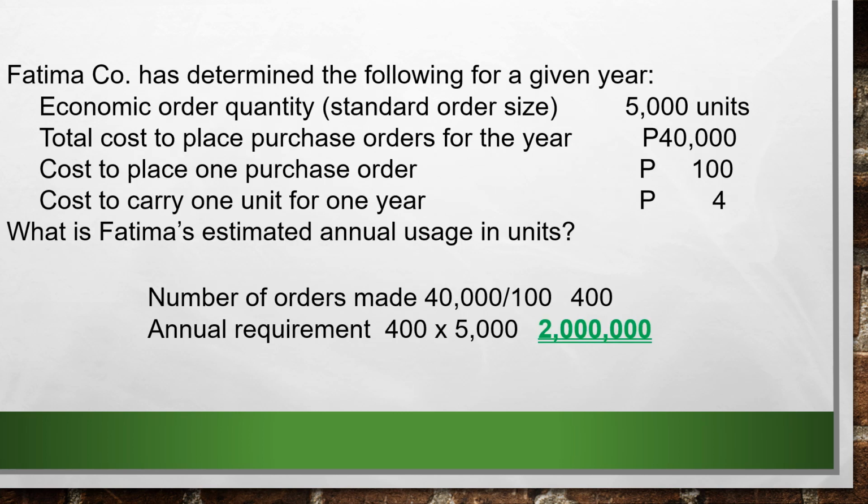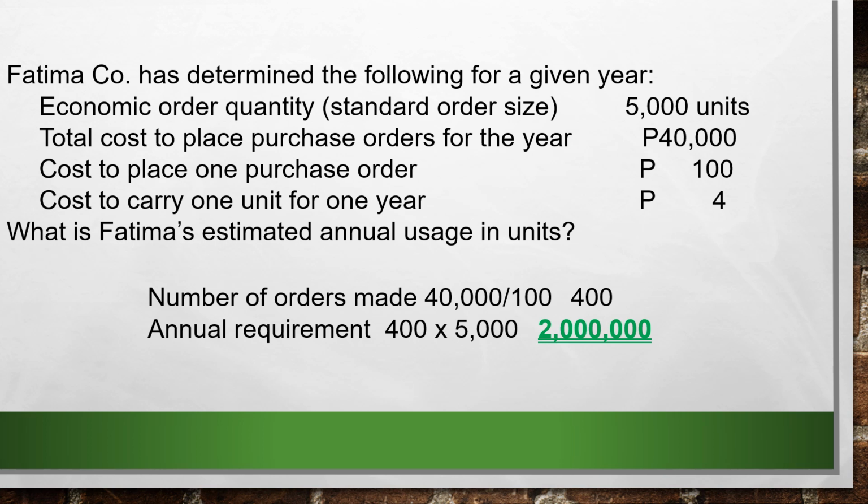Here is our second problem. Fatima Company has determined the following for a given year. EOQ, our standard order size, is 5,000 units. Total cost to place purchase orders for the year is 40,000. Cost to place one purchase order is 100. And the cost to carry one unit for 1 year is 4 pesos. What is Fatima's estimated annual usage in units?